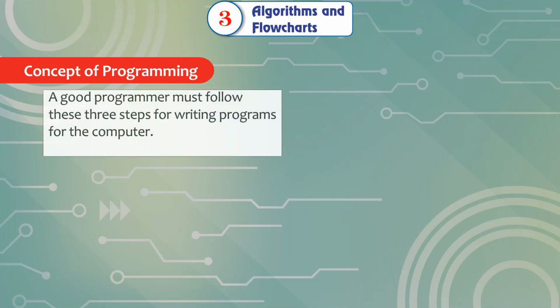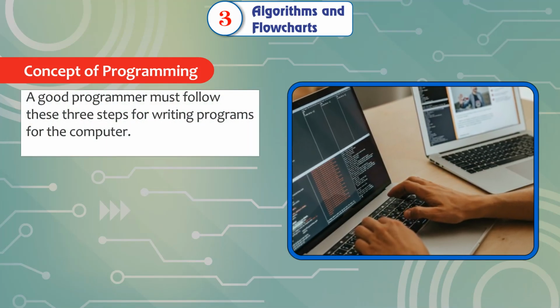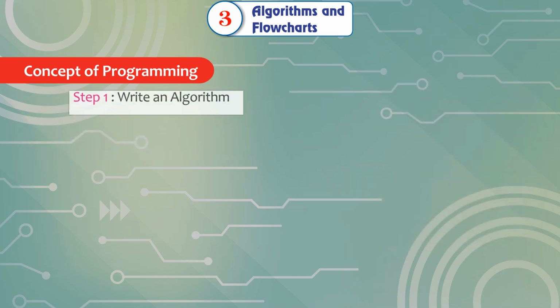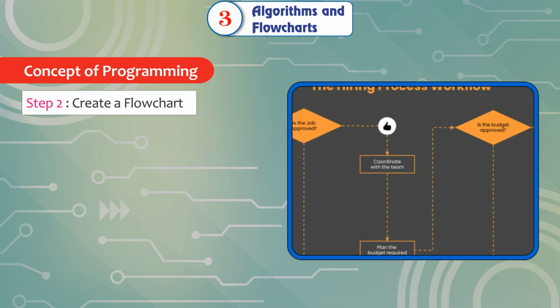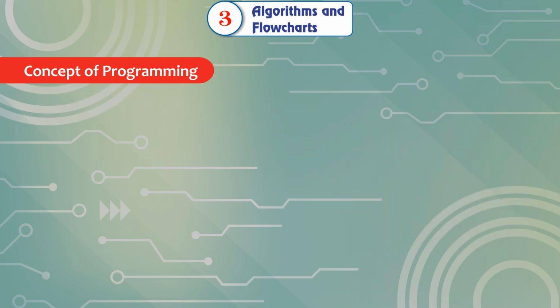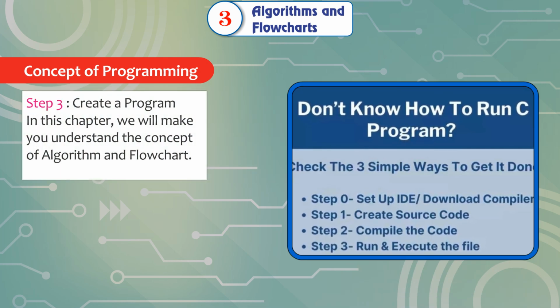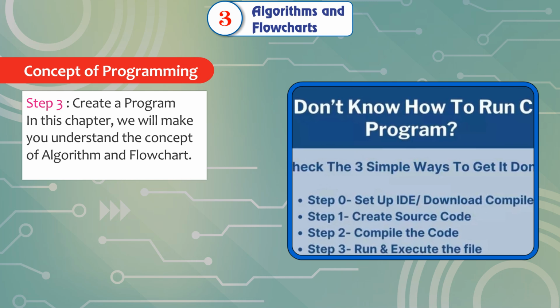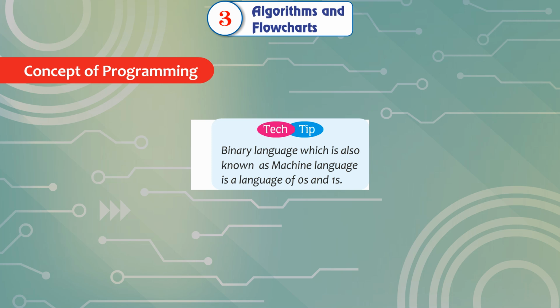A good programmer must follow these 3 steps for writing programs for the computer. Step 1. Write an algorithm. Step 2. Create a flowchart. Step 3. Create a program. In this chapter, we will make you understand the concept of algorithm and flowchart. Tech tip. Binary language, which is also known as machine language, is a language of 0s and 1s.